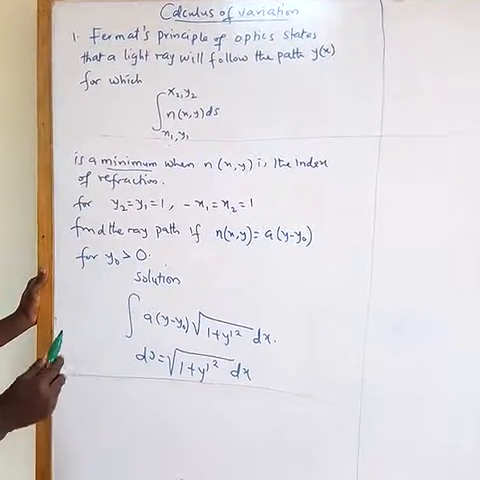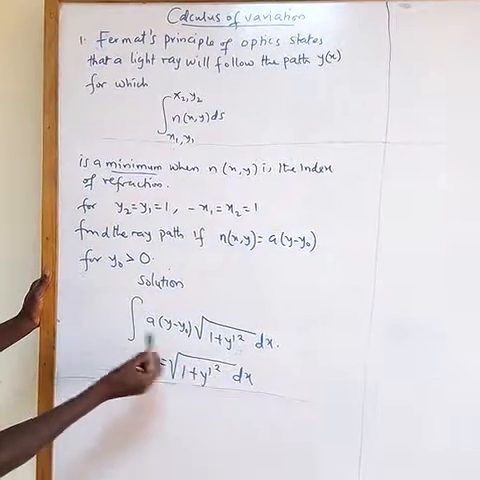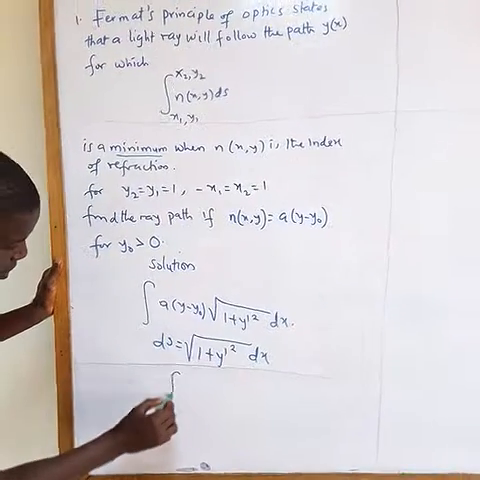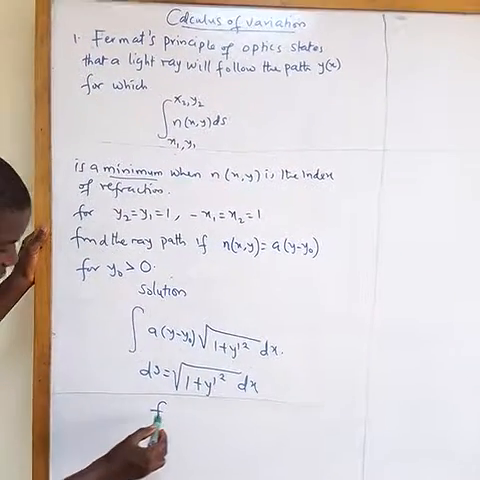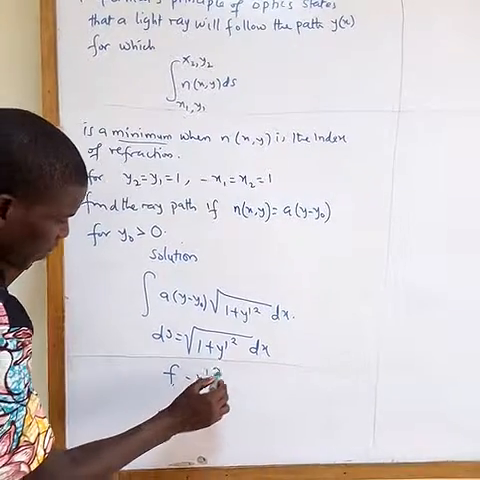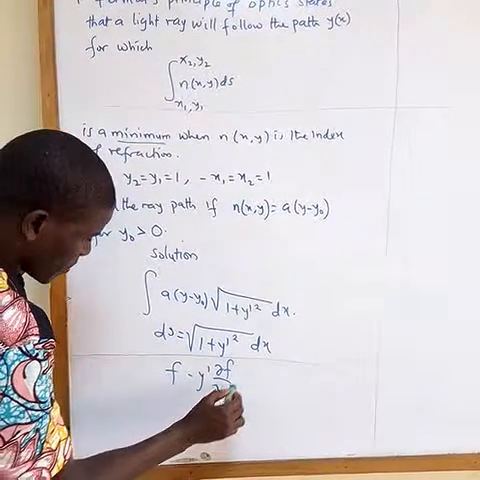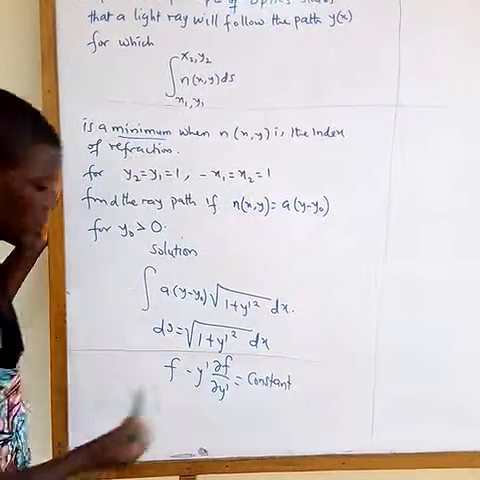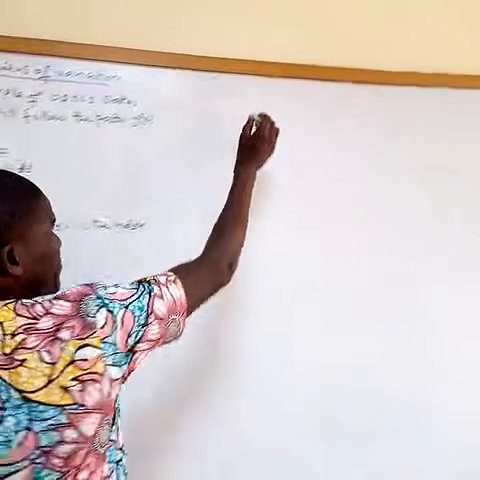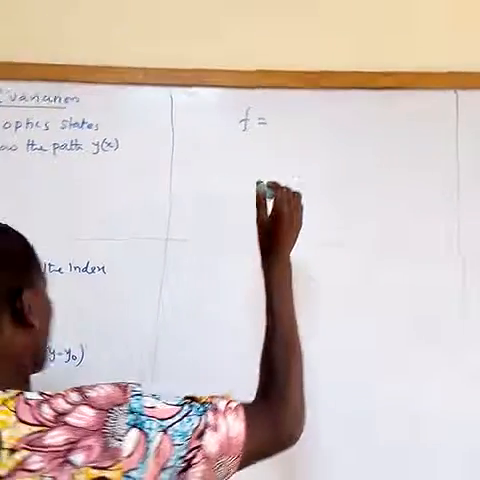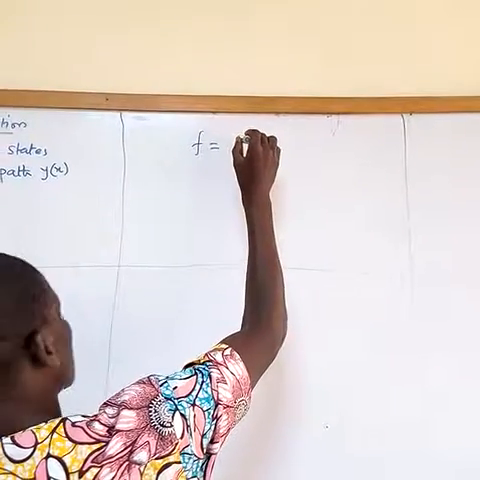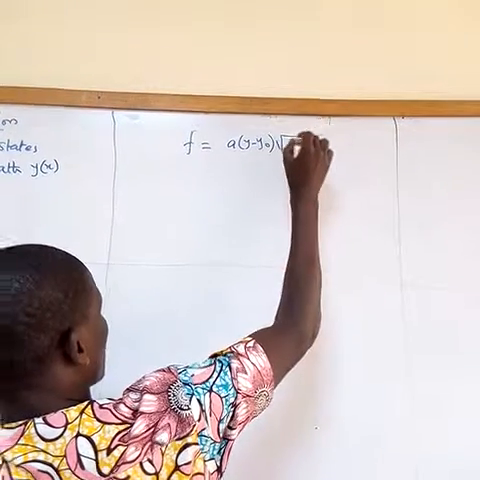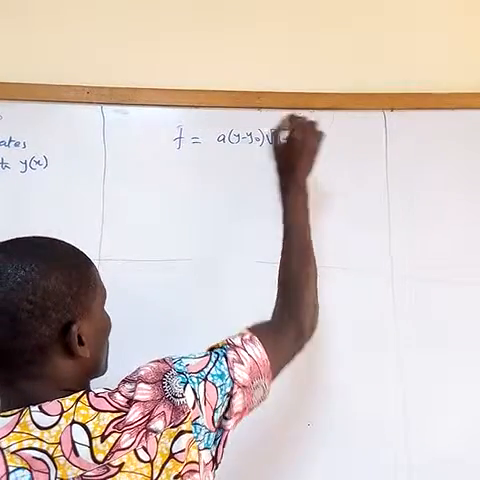I have said it in the first video, which is the introductory part of the calculus of variation. That is, anytime we have a function that does not explicitly depend on x, our Euler-Lagrange equation will be f minus y prime partial f by partial y prime is equal to a constant, where our f is the same thing as a into bracket y minus y naught square root of 1 plus y prime squared.